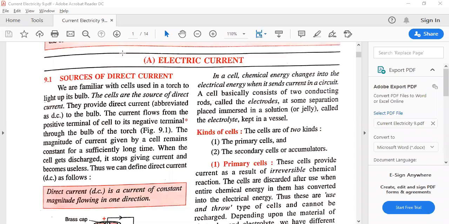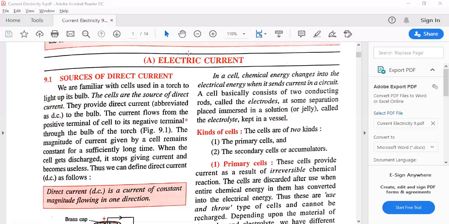One of the sources of direct current is the cell. Now you must have seen cells used in a remote control or in your clock watches. So there are cells. Now a cell is a source of direct current. Now what does a direct current mean? It means it's a current of constant magnitude flowing in one direction.